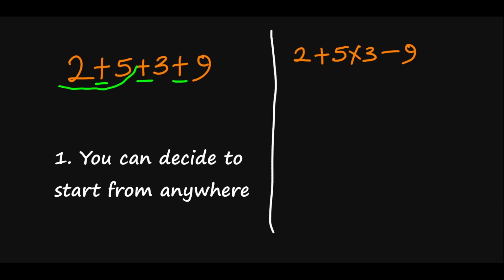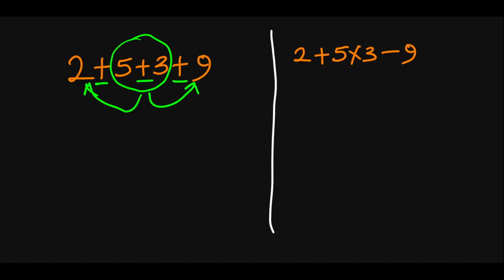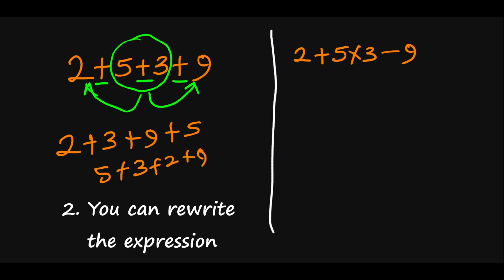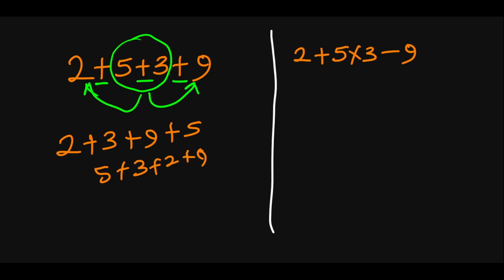You can either decide to do 2 plus 5 first, and then whatever answer you get, you add plus 3 and then plus 9. Or you could decide to do 5 plus 3 first, and then whatever answer you get, you add it to plus 9 or plus 2, and so many other combinations you can do. That's the first freedom you have. The second freedom you have is that you could rewrite this expression whichever way you wanted. You could say 2 plus 3 plus 9 plus 5, or 5 plus 3 plus 2 plus 9, or whatever combination you want. Now, this is because all the operators are the same.